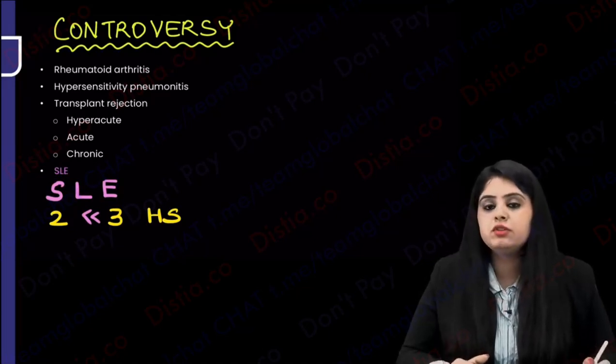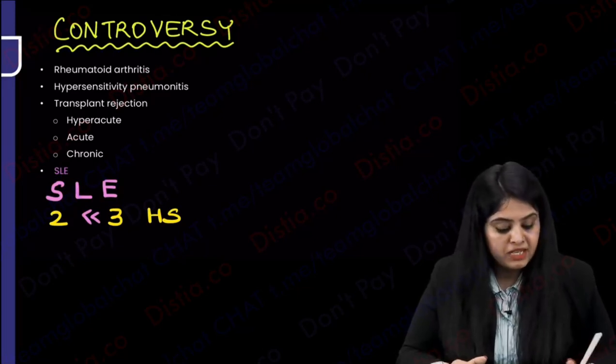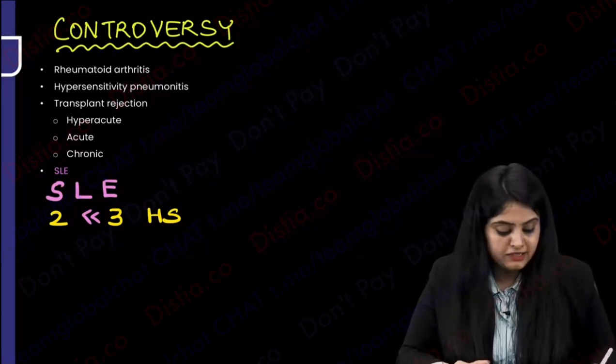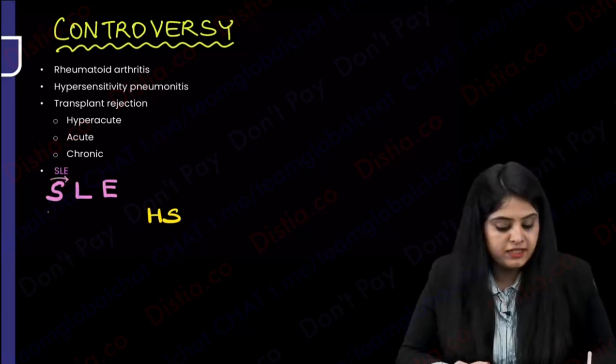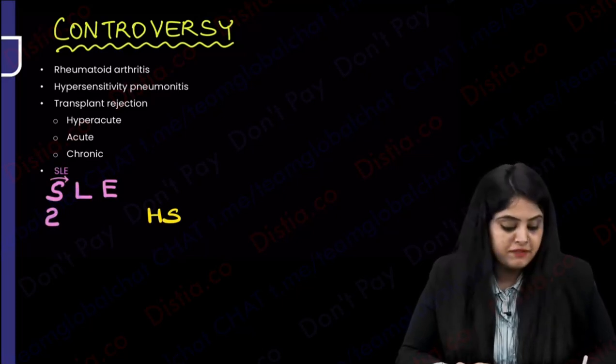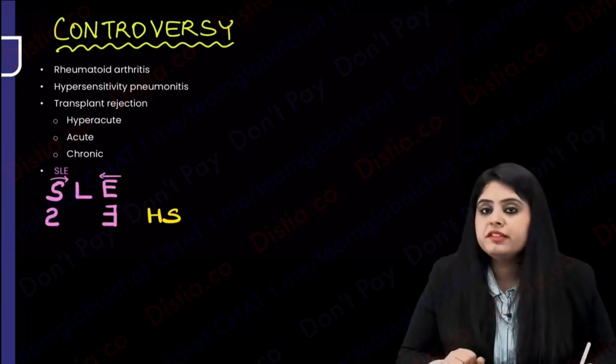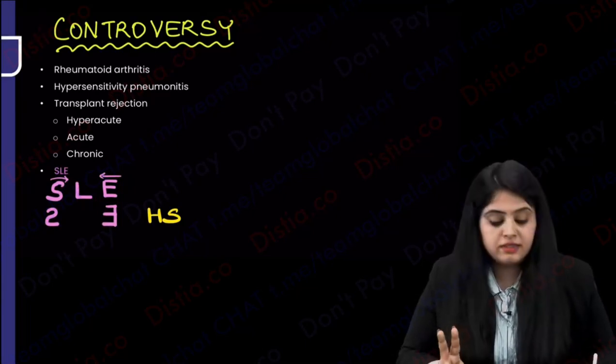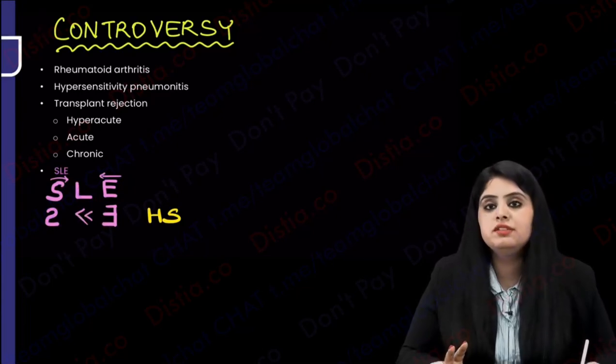Kaise yaad kare? Because it could be 2 and 3, 2 and 4, 1 and 2. Options like this will be given in the paper. So how I learn it, an easier way, is that if I flip the S, I will get a 2. And if I flip the E, I will get a 3. So what two hypersensitivities make up SLE? 2 and 3 make up SLE, but 3 is more common. So SLE ka controversy sorted.